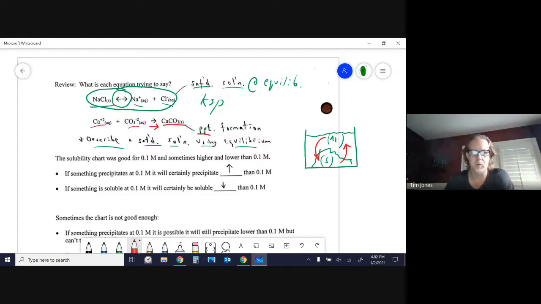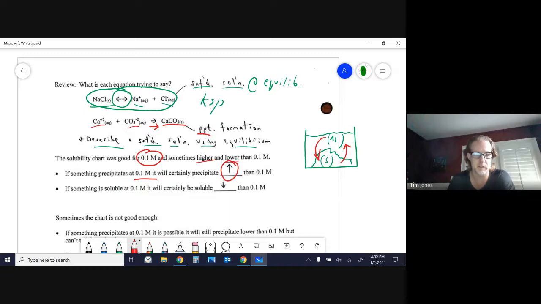All right, it's time to deal with the problem of the chart. The chart was for 0.1 molar solutions. And I say it also represents things that are sometimes higher and sometimes lower. Okay, so first let's figure out, when does the chart mean more than 0.1 molarity and when does it not? Well, if something precipitates at 0.1 molarity, it's precipitating because there are too many ions at this concentration. So anything higher than 0.1 will also precipitate.